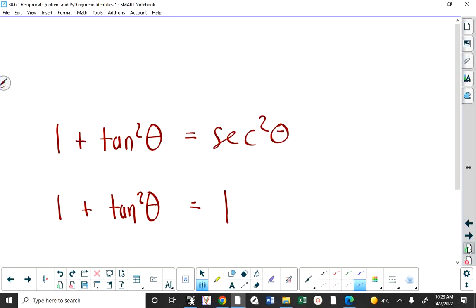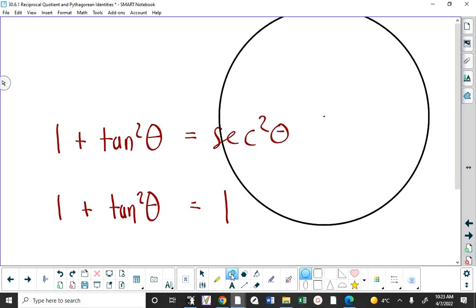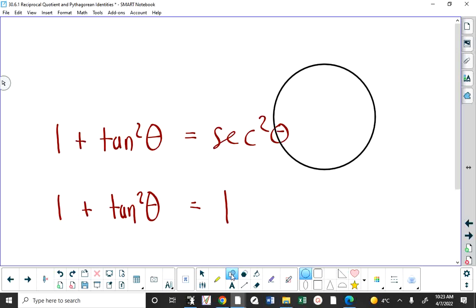Okay, why do you think it should be equal to 1? I put sine squared over cosine squared. Okay, so you're not asking why isn't this on your formula sheet. You're asking why, when I work with this one, don't I get this? Is that what you're saying? Okay.